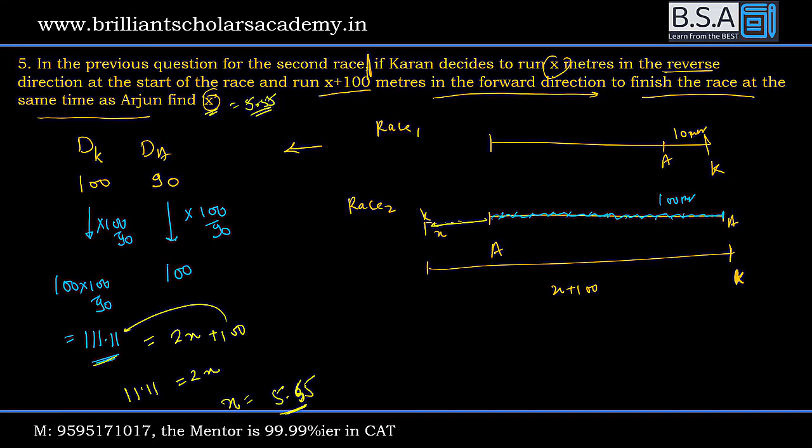Now why am I equating Arjun का value to 100? Because उसका reference पता है. Arjun has completed the race of 100 meters. Arjun का distance you and I already know. Arjun को equate कर दिया. From there I found the hint of Karan. Karan, how much is the distance traveled? X direction reverse, x plus 100 forward. तो total distance of Karan is 2x plus 100. तो वहां से 100 माइनस करके x का वैल्यू मिल गया हमें.